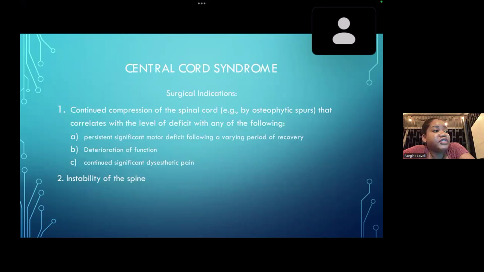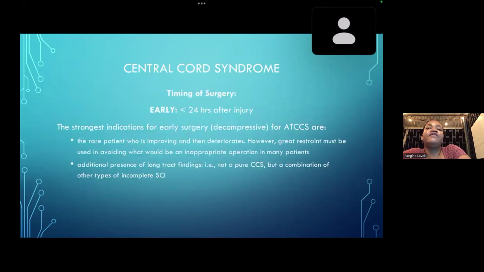This just goes into more detail of the surgical indications. So one would be continued compression of the spinal cord, two, instability of the spine. Timing of the surgery, early is considered, again, within 24 hours. And the strongest indications for decompressive surgery in acute traumatic central cord syndrome include the rare patient who is improving and then suddenly deteriorates, and the additional presence of long tract findings.